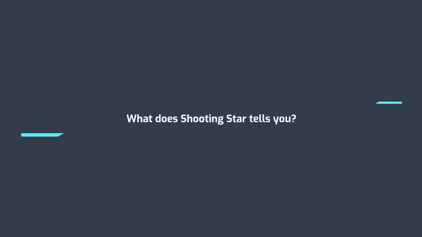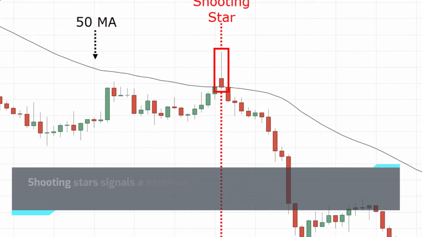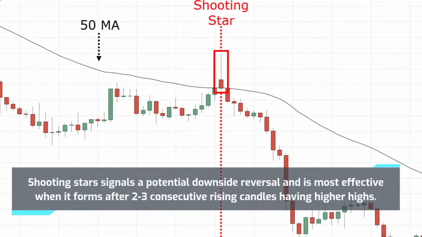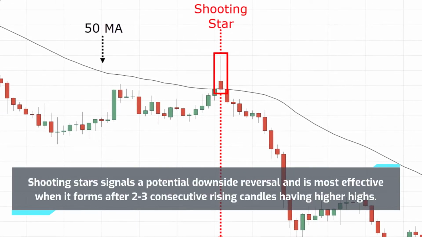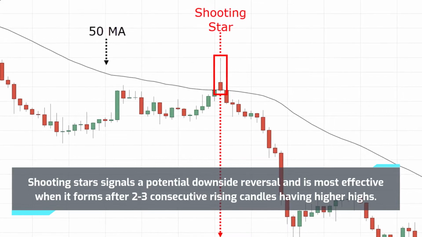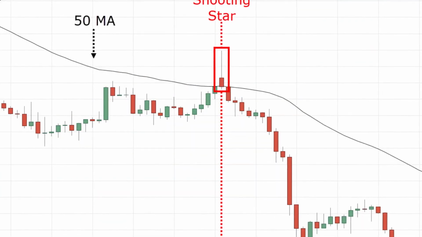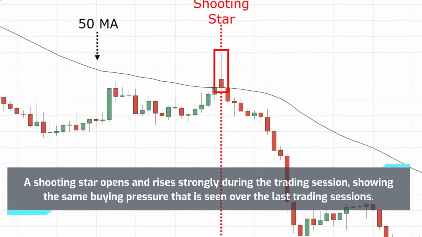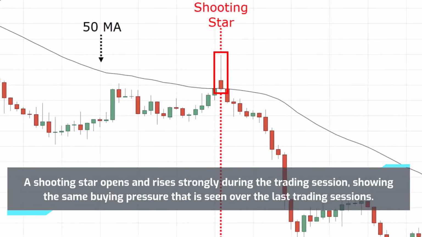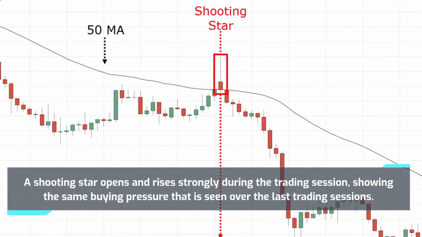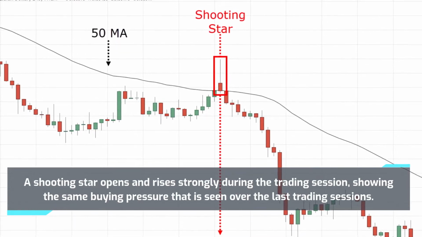What does a shooting star tell you? A shooting star signals a potential downside reversal and is most effective when it forms after 2 to 3 consecutive rising candles having higher highs. A shooting star opens and rises strongly during the trading session, showing the same buying pressure that is seen over the last trading sessions.